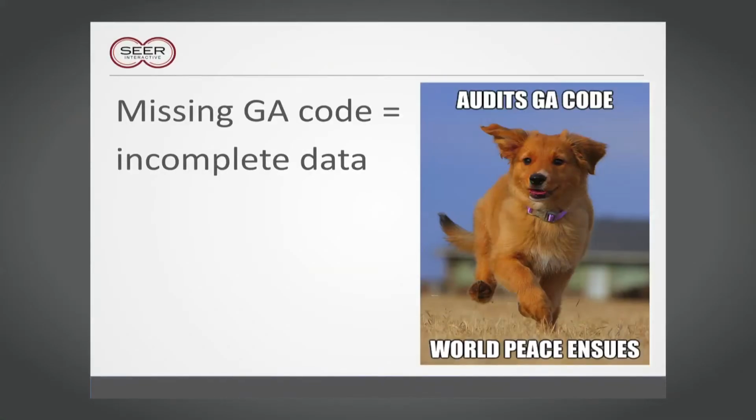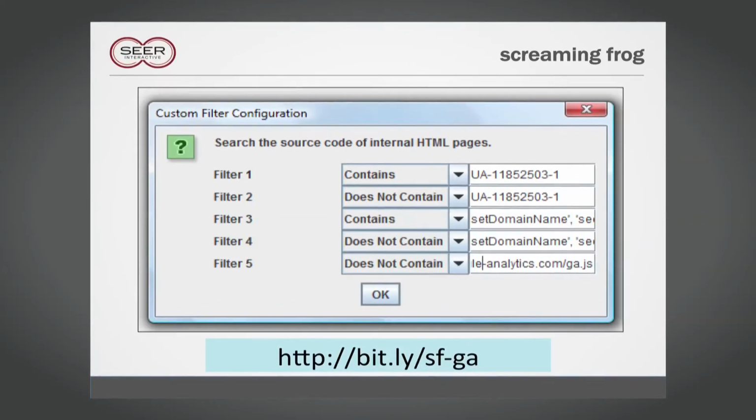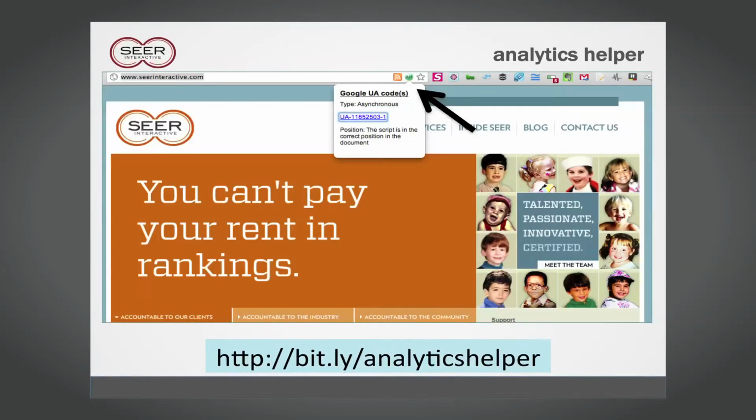There are 2 quick, easy ways to check it, by the way. One is if you use a paid tool called Screaming Frog. There's a link at the bottom here of a blog post I wrote on how to use Screaming Frog to audit your GA code. That's bit.ly/sf-GA, Screaming Frog GA. That's one, but if you want a free tool you can play with right now, this is the Analytics Helper. It's a little Chrome extension that puts a green bubble at the top of your browser if your GA code is present on the page. Install it, you'll get used to it being there, and when you don't see a green bubble, you'll be like, oh, there's no code here. You can fix it really quickly.